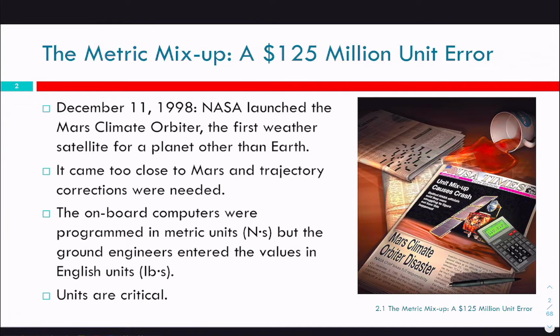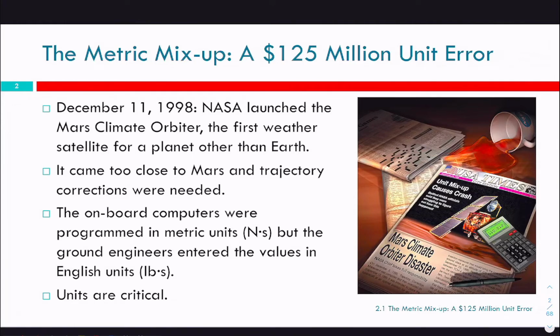Unfortunately, the company that made that course correction module, the computer, used, what did they use? They programmed it in metric units, so Newton seconds, a measure of force. But the ground engineers at NASA were doing their calculations in English units, in pound seconds. And those are vastly different units. And so when they typed their numbers into the computer and sent the commands to the satellite, it did exactly what they said, but in Newton seconds instead of pound seconds.